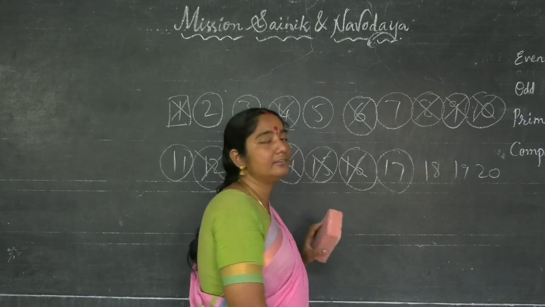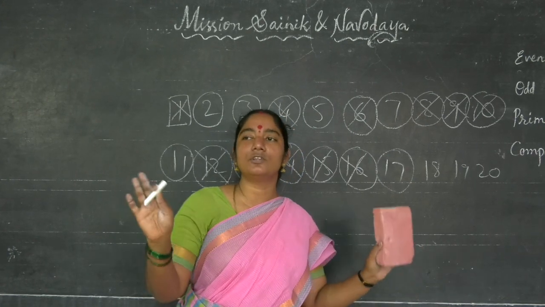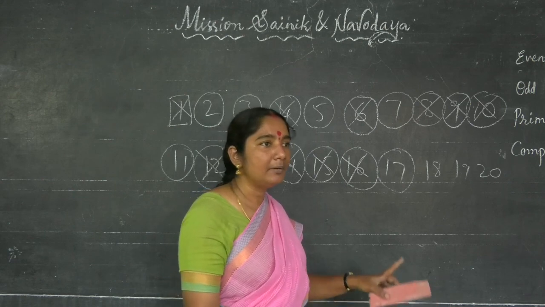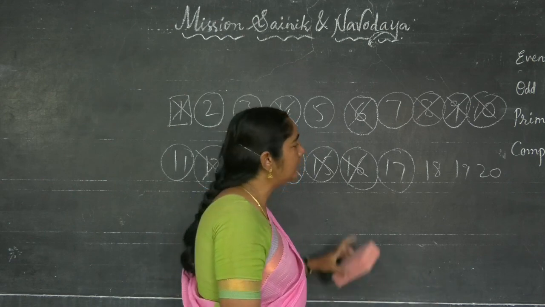17, no other way. 17 has to be written as 1 into 17. So it is a prime number. Yes or no? It is a prime number.